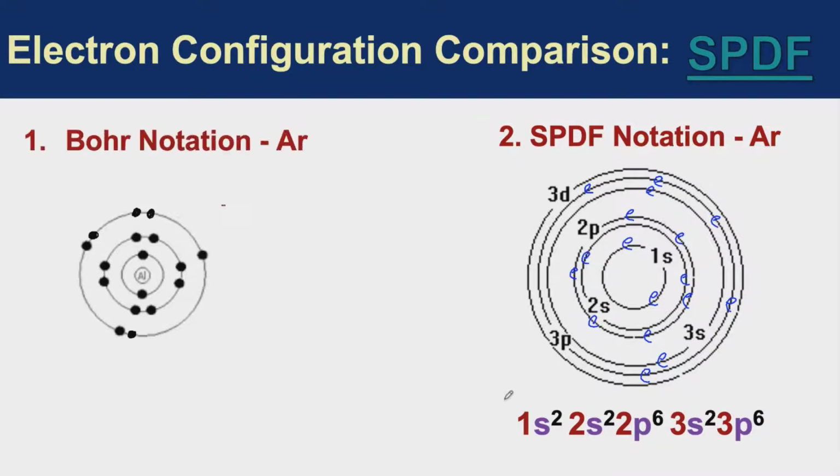So here I have a Bohr electron configuration of 2, 8, 8 for the element argon. Now, what does this have to do with this down here? Well, you'll notice that there are 3 principal energy levels: your first, your second, your third that are here. You'll notice also in this SPDF electron configuration, there are 3 numbers that are in red.